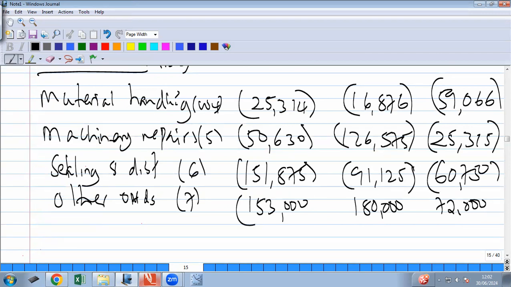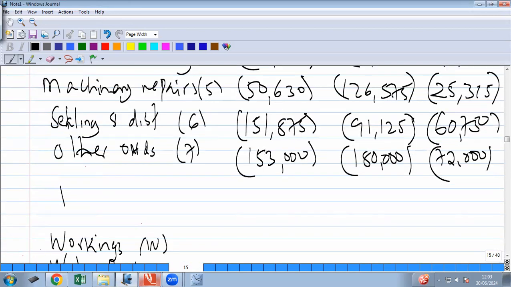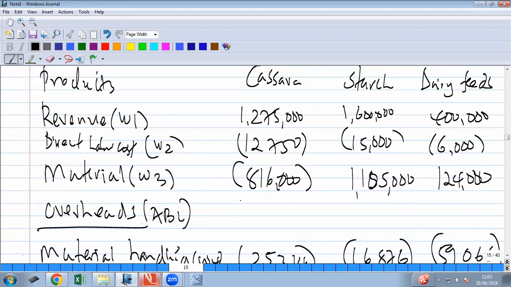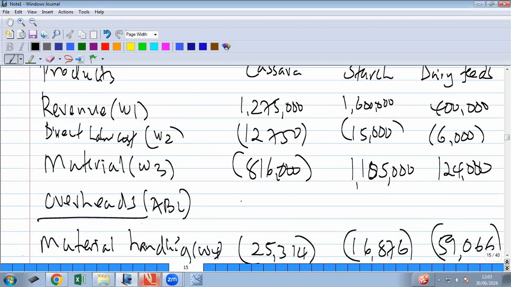So we can do our net profit. Get the revenue minus all these costs, including the direct costs. Get the revenue minus all this.